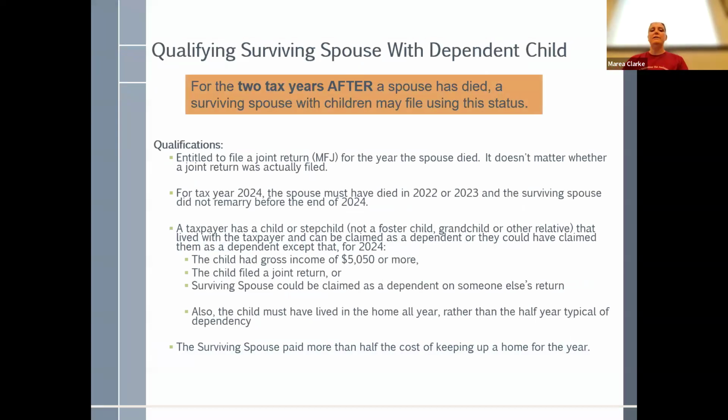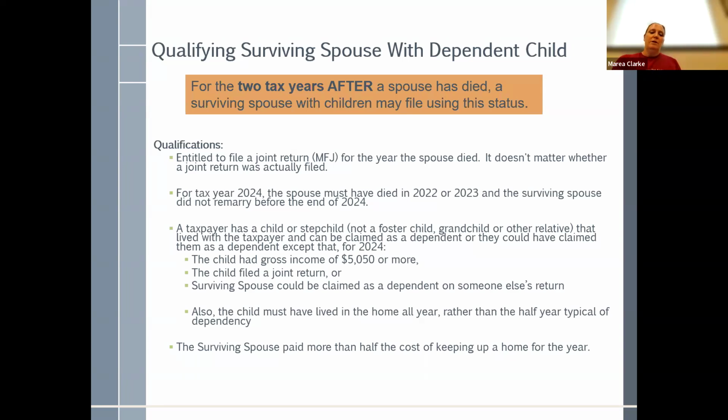All right, the final status is qualifying surviving spouse. So, a married couple, the spouse dies. For the next 2 tax years after the spouse has died, a surviving spouse that has children may use this filing status, as long as they don't remarry. Basically, it's an advantageous filing status: you lost your spouse, you have a child that you're supporting, we will give you a higher standard deduction and let you claim some of those additional credits.